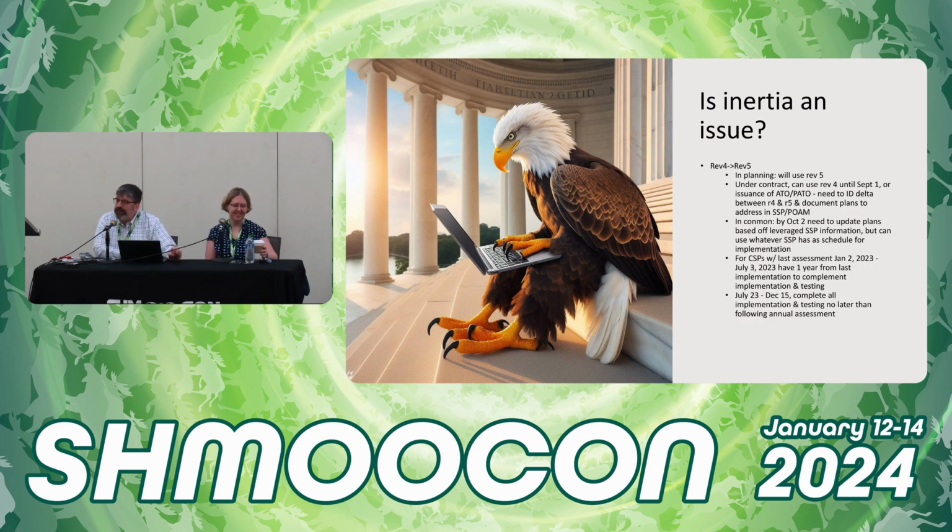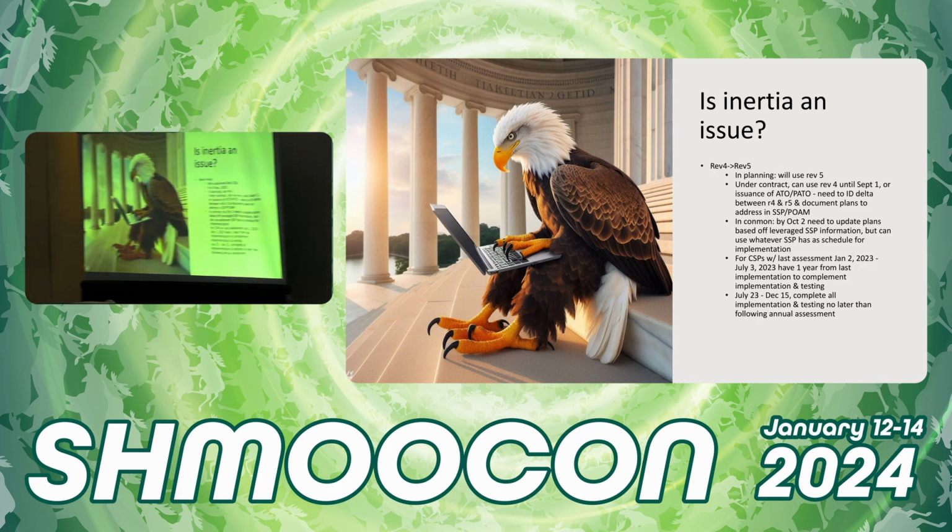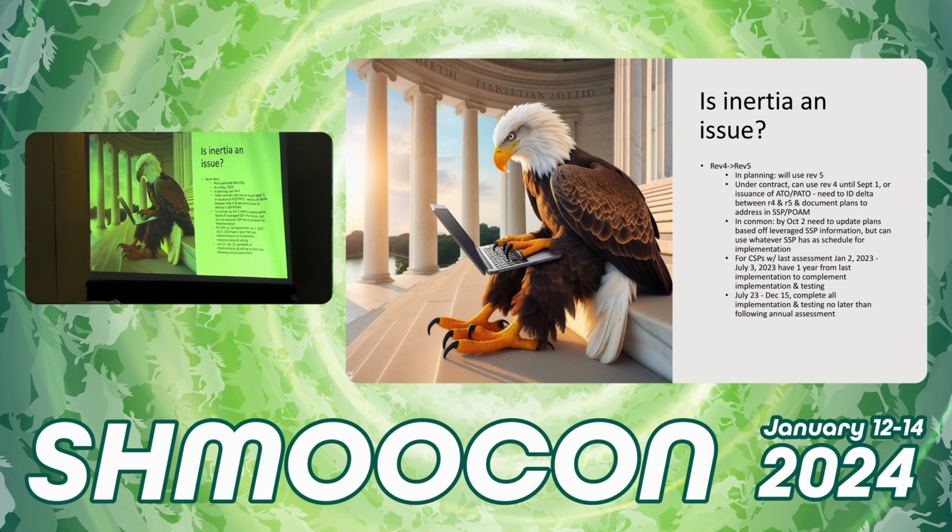Rev 4 was published in September of 2020, with a revision in December of 2020. As of May of last year, if you're in planning, use Rev 5. This was the first guidance we'd gotten regarding shifting for FedRAMP programs. If you're under contract, you could use Rev 4 until September 1st or until your ATO or PATO gets published. Then you need to address how you're going to handle the entire delta and publish it in your POAM. We'll get to that later.